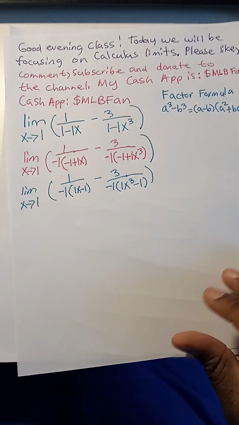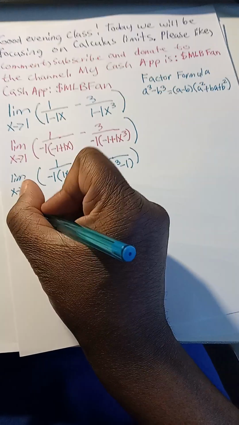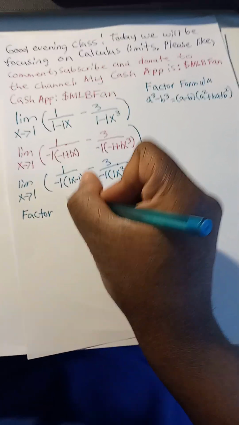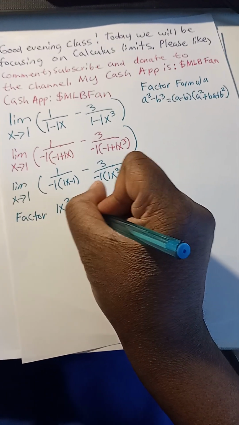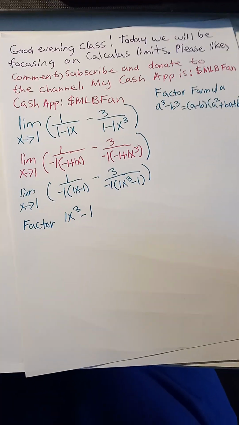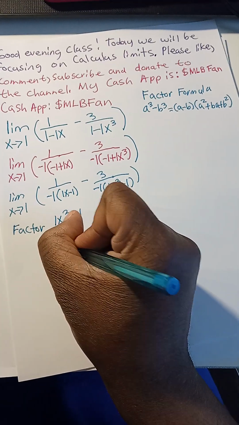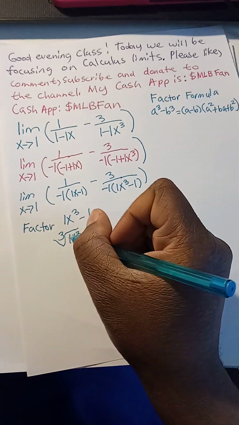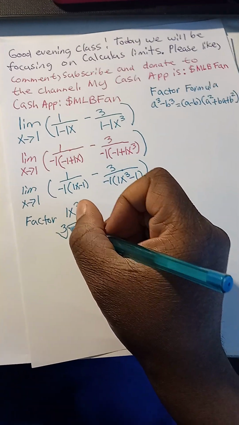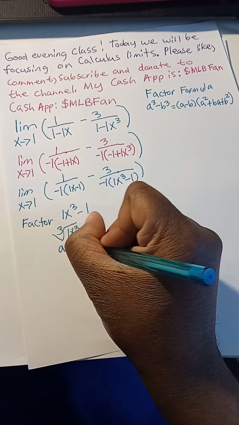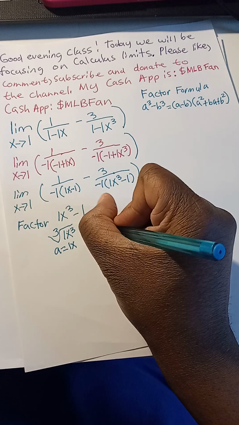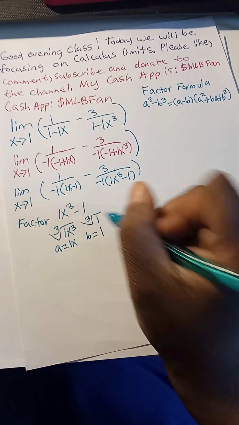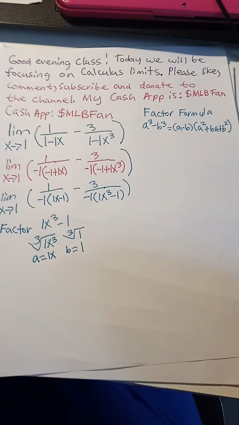Now we can use the factor formula. So let's start out and state we must factor 1x cubed minus 1. So we must take the cube root of 1x cubed, and that will yield us with 1x. So we're going to say a is equal to 1x, and the cube root of 1 is equal to 1, and b is equal to 1 to follow the factoring formulas there.